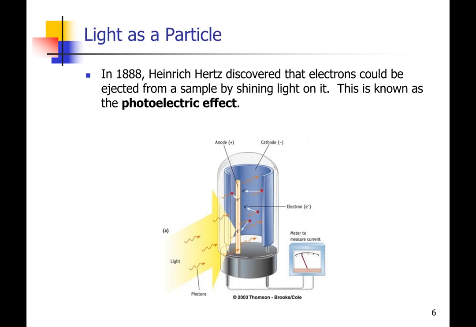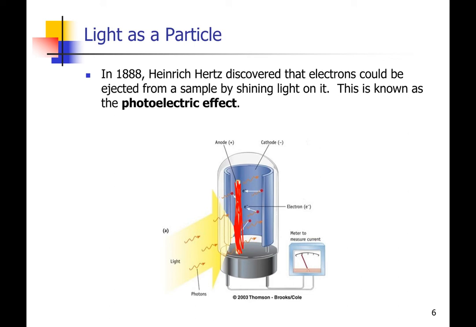What you can see in the diagram before you is an experimental setup. We have light shining on a metal rod, which is what we see here. And if the light has sufficient energy, then it ejects electrons from that metal rod, creating a current.